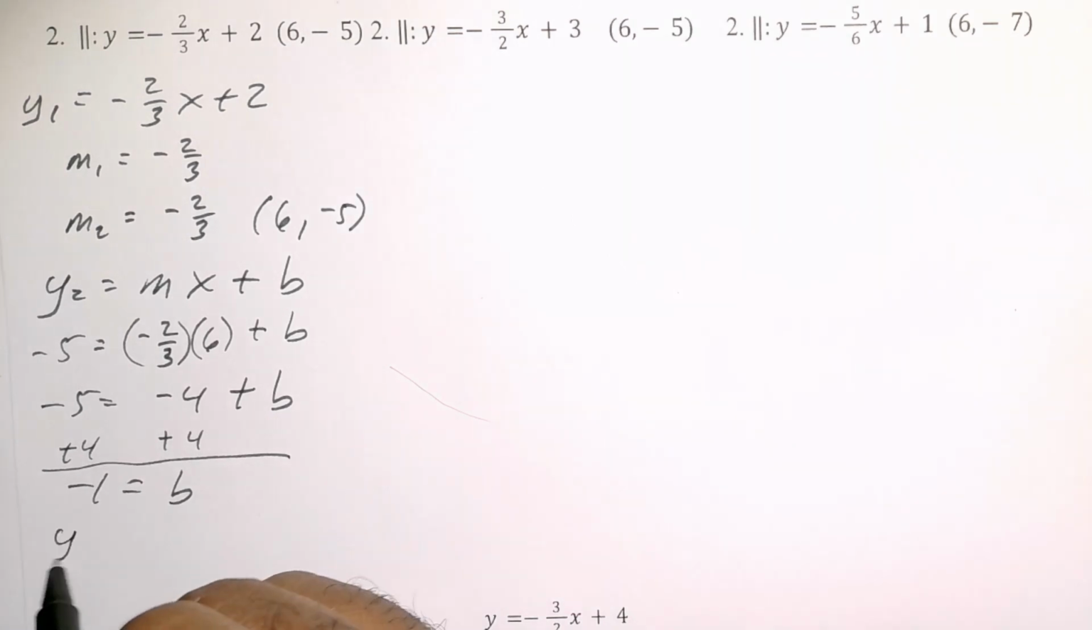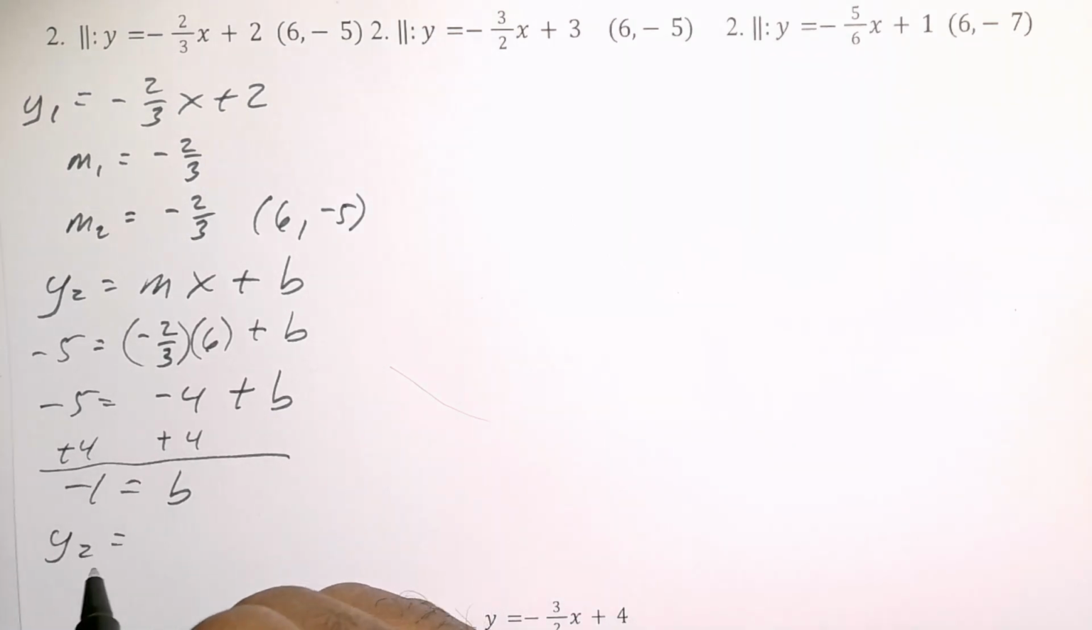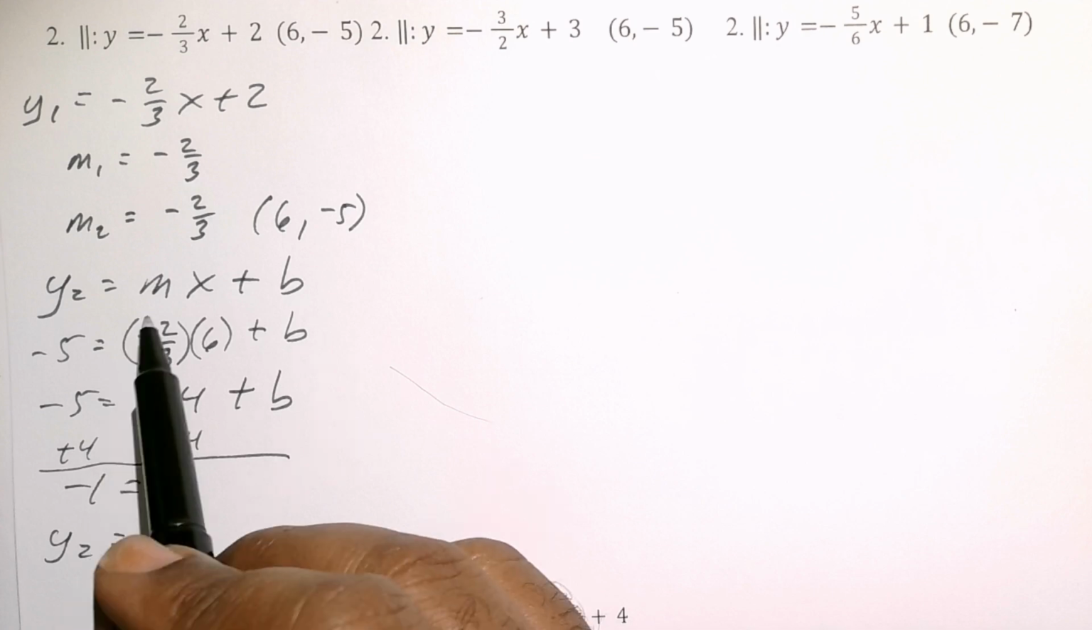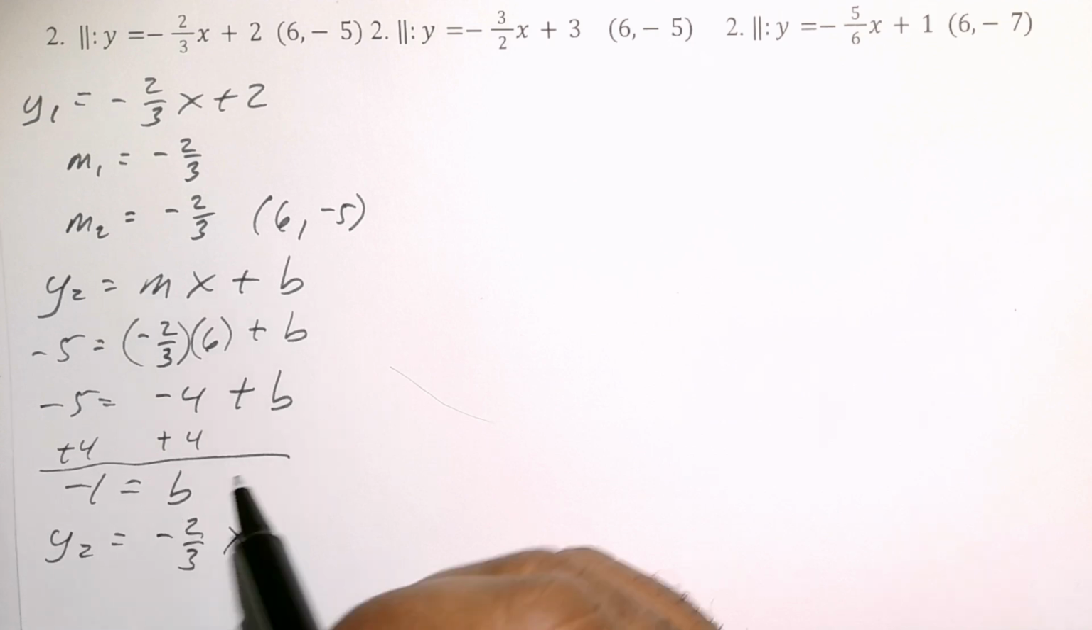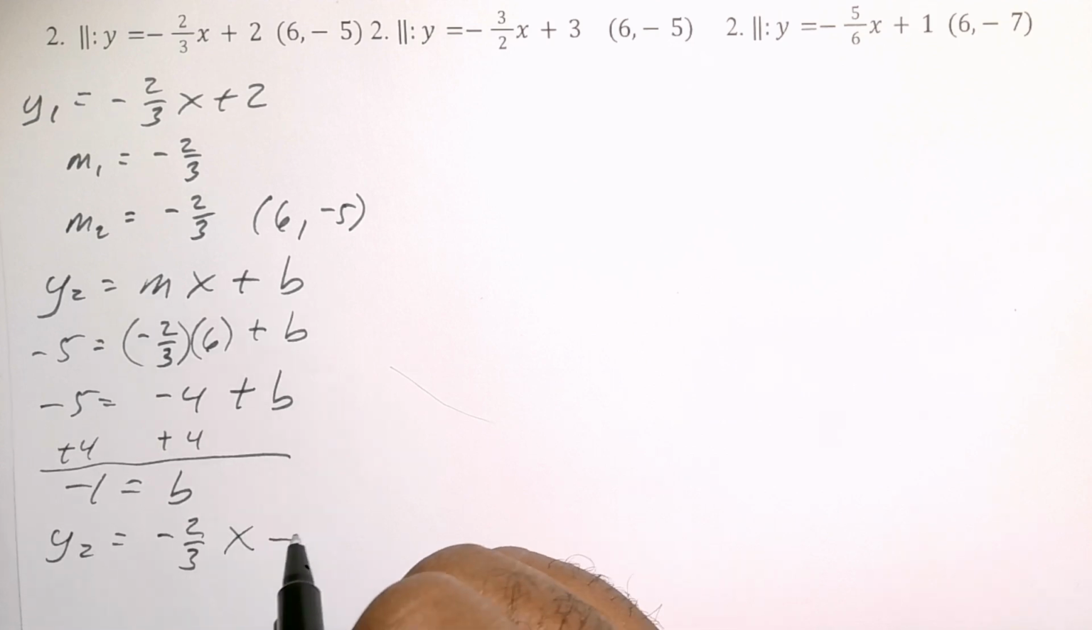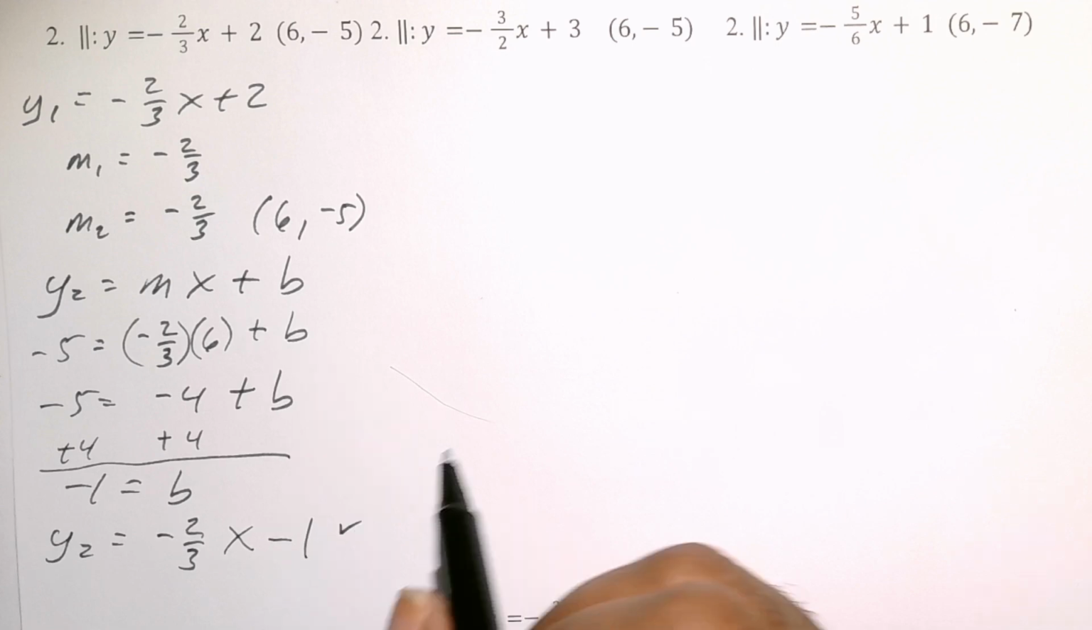Therefore, we can conclude that the second equation will be y equals mx plus b, where the m is going to be negative 2/3, then x, and then the b, which is negative 1. And this will be our second equation.